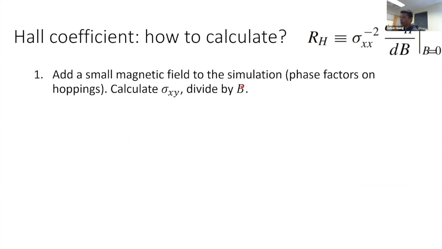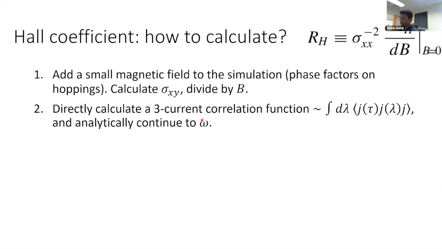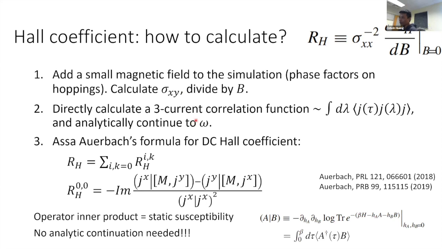That's one possibility. Another possibility is that you can directly calculate a 3-current correlation function, shown here, with Jx, Jy, Jx, and analytically continue to omega. Finally, there are some tricks by Assa Auerbach, who wrote down this formula for the Hall coefficient. And it's quite amazing. It's described in detail in these 2 papers. The formula is that the DC Hall coefficient is a sum of a bunch of terms, an infinite series of terms. This is the 0th order term, which will be what I'm showing in the next few slides.